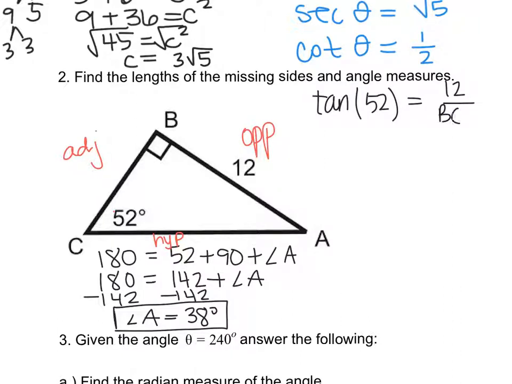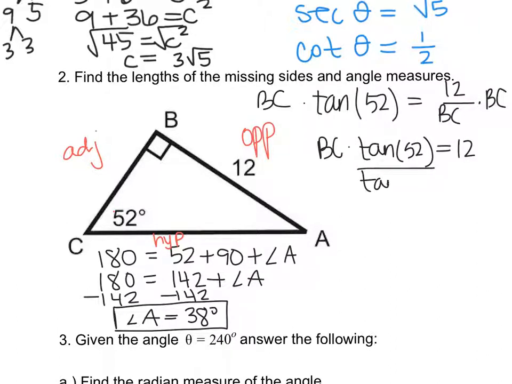Now to solve for BC, the first thing we're going to do is multiply both sides by BC to get it out of the denominator of our fraction. So we have BC times the tangent of 52 equals 12. Now to get BC by itself, we divide by tangent of 52.